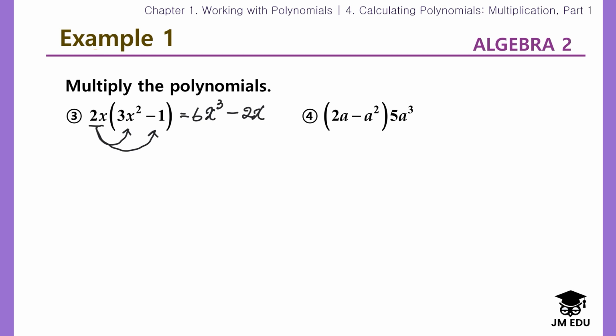Number 4, 2a times 5a cubed. Number by number, 2 times 5, that's 10. Variable by variable, a times a cubed is a to the 1 plus 3, right? Use the law of exponents. A to the power of 4. So a^4. Minus, here we have minus a squared times 5a cubed. That's going to be 5. A squared times a cubed, that's a to the power of 5, right?